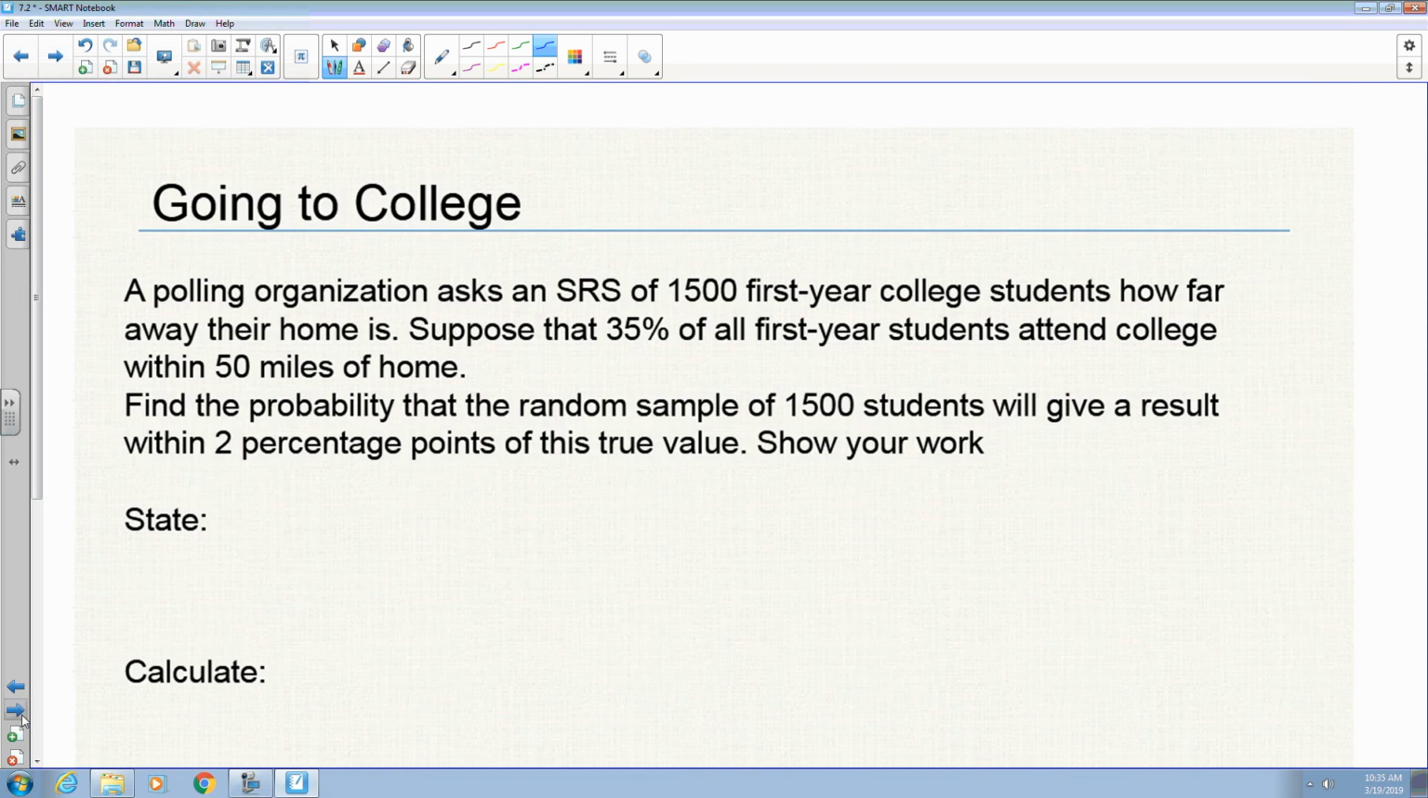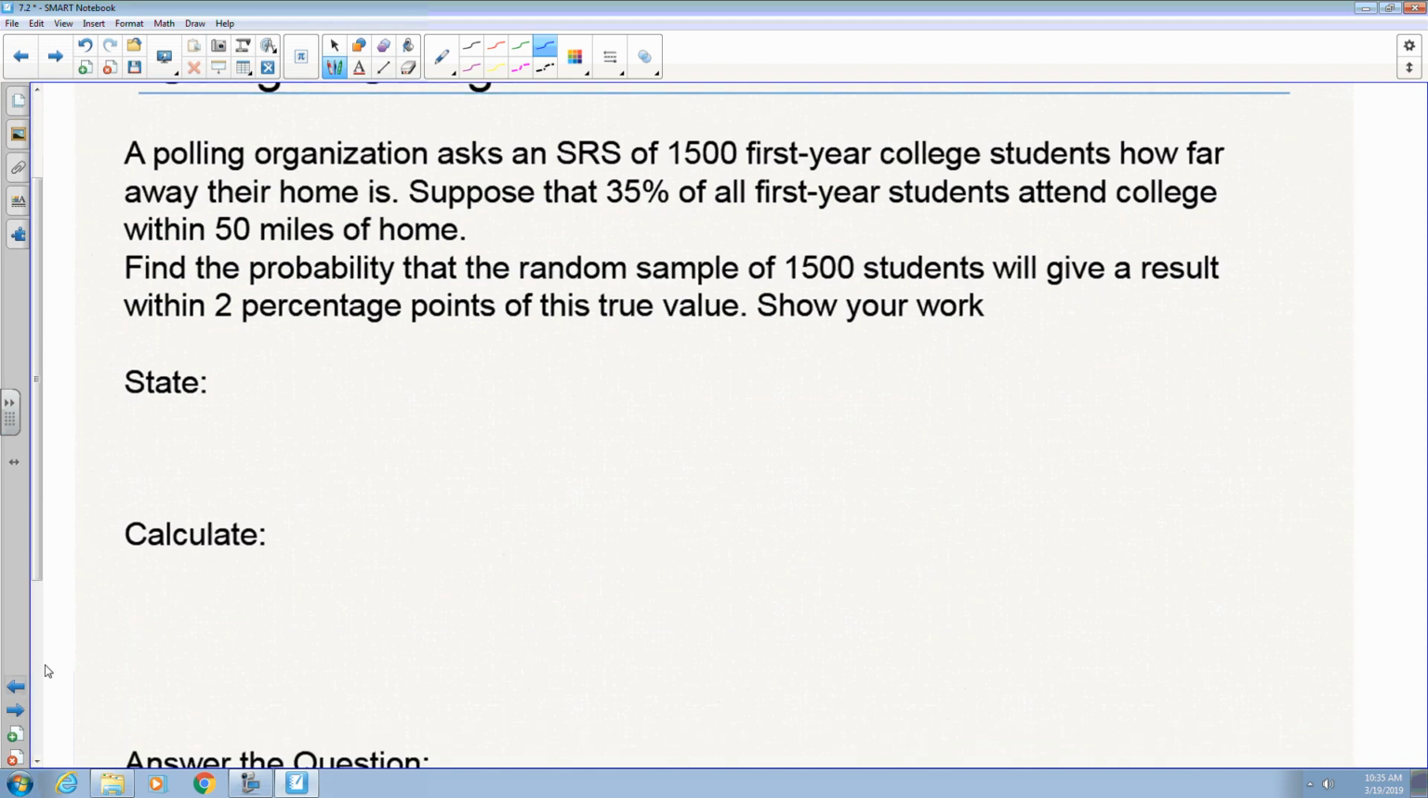Okay, one more example. A polling organization asks a simple random sample of 1,500 first-year college students how far away their home is. Supposing that 35% of all first-year students attend college within 50 miles of their home, find the probability that a random sample of 1,500 students will give a result within 2 percentage points of the true value.